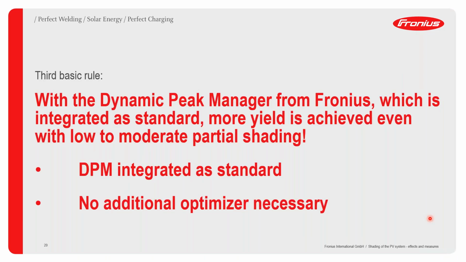Going forward, one of the basic design rules, as already mentioned by my colleague, is to try as much as possible to avoid shading or even remove panels that are shaded on a regular basis. But if this is not possible, of course, the dynamic peak manager is going to help your system to get more yield, and this is at no additional cost, because you'll not need any optimizers, and you're going to look at optimizers in the next slides and see if they are really that useful in a system.